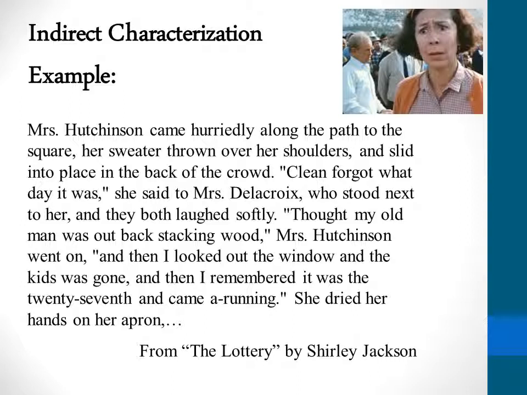So from this passage, we get the idea that Mrs. Hutchinson is a mom, she's a wife, she was a farmer's wife. She expected her husband to be out back doing his chores. She expected her kids to be in the yard playing. And she was doing her wifely or housekeeping duties. So in terms of what we see in this indirect characterization, she doesn't claim herself to be anything other than forgetful. It's all the other clues that demonstrate who she really is.